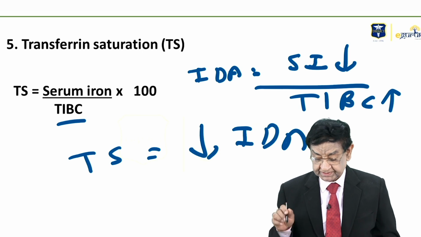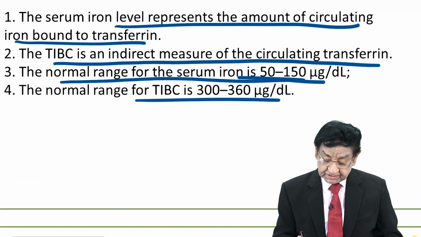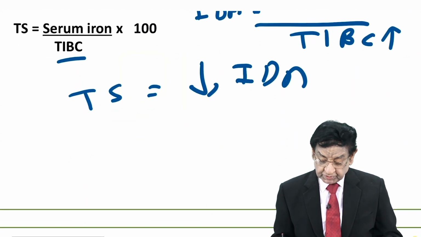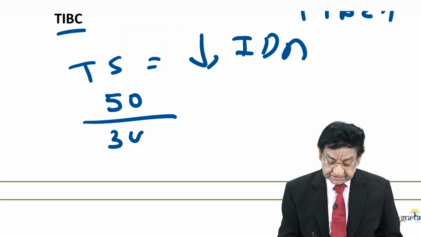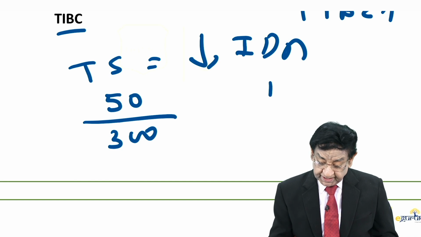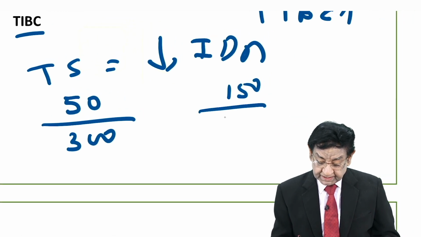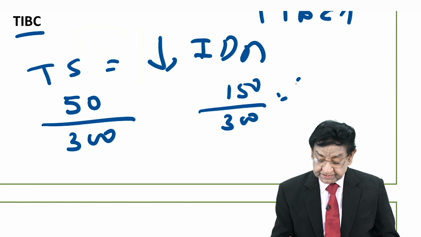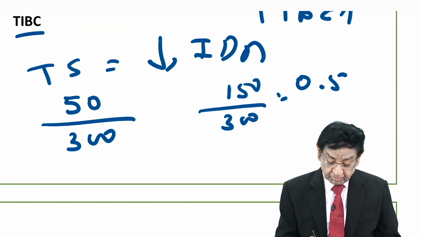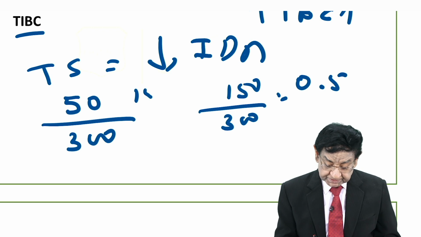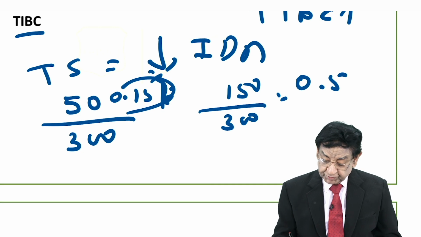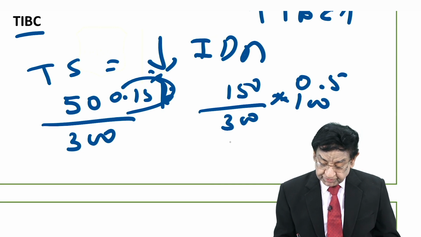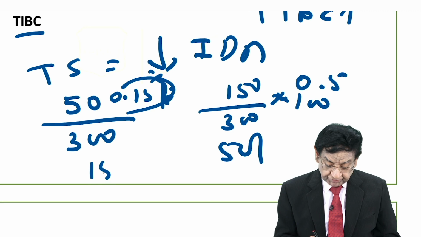Simple mathematics. If you look into this, TIBC 300 to 360, let's say 300, and serum iron 50 to 150. So let's say a patient has iron deficiency anemia, 50 serum iron and 300 TIBC. And we have got one condition where serum iron is normal, 150 and 300. This is 0.5 and this is almost 0.15, I suppose. If you multiply by 100, this comes to be 50% and this comes to be around 15%.